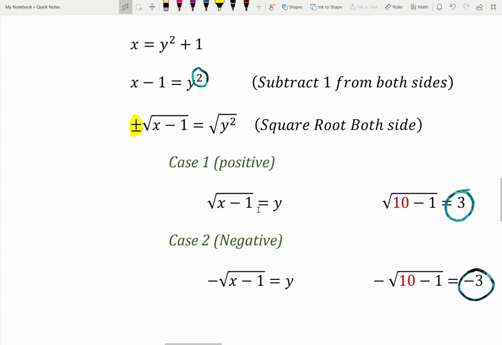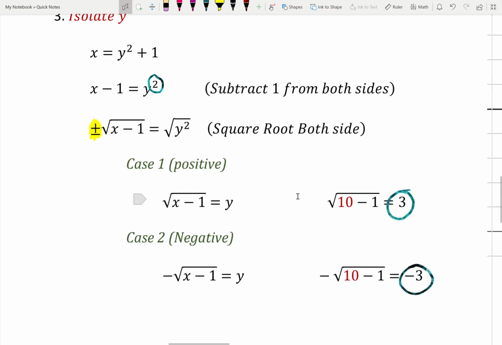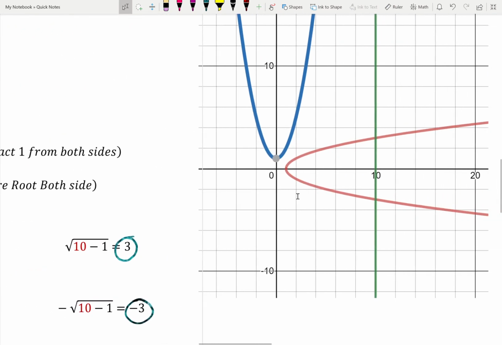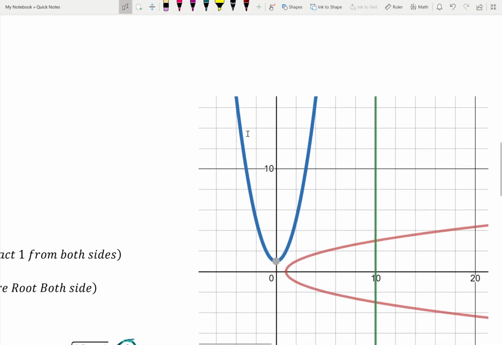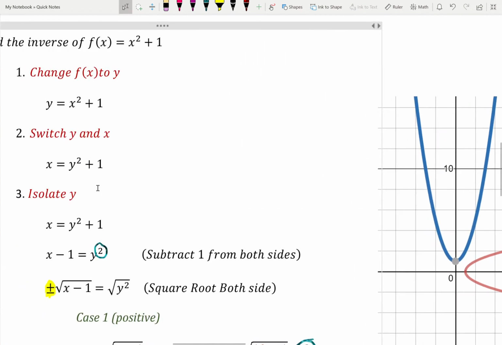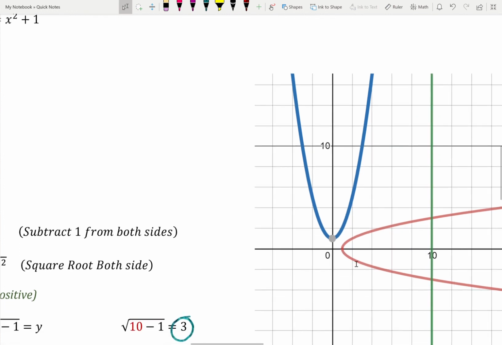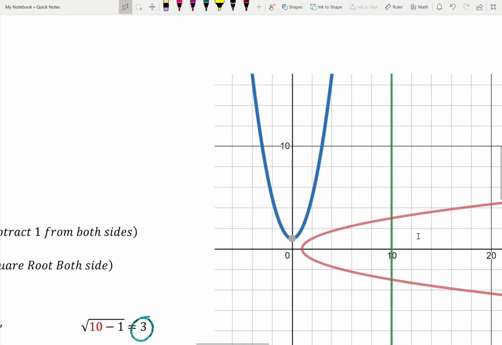Now, if you do that for every single number in the domain, you'll get something that looks like this. See, this blue line is our original function, a parabola that's translated 1 unit up. And this red graph is the potential inverse function.